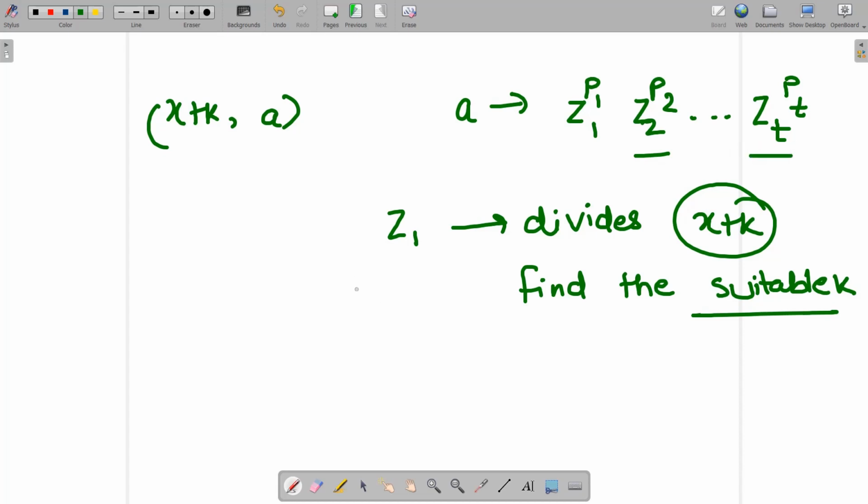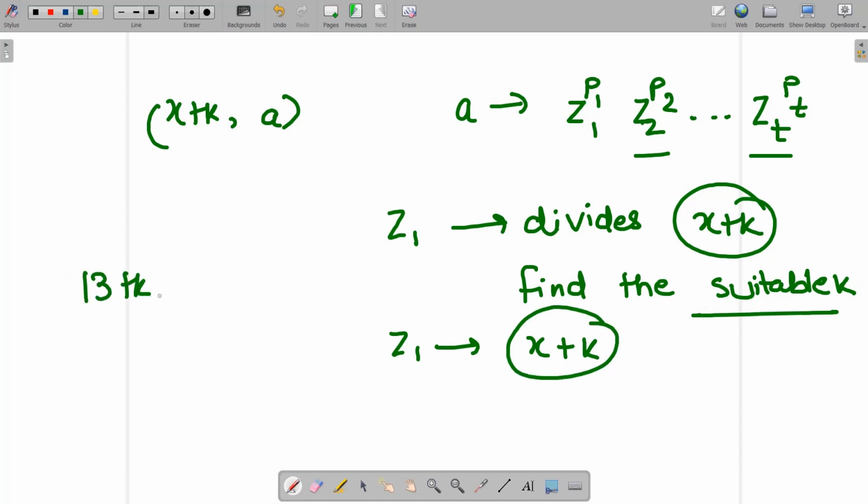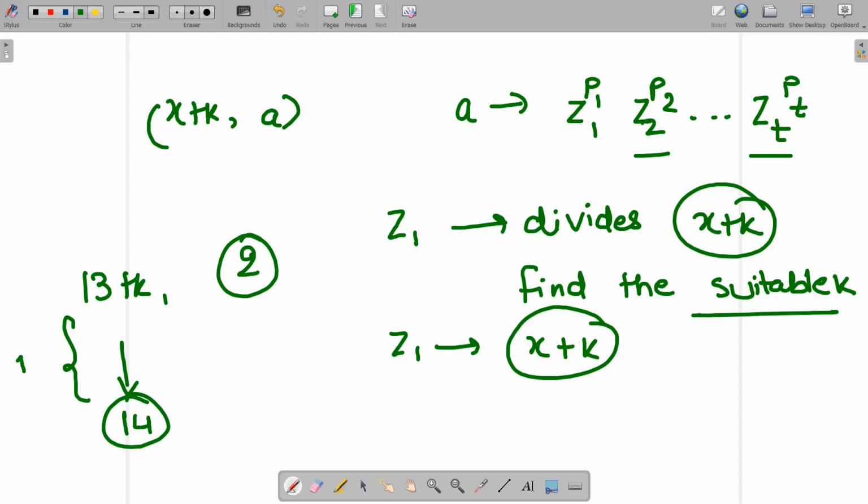So if you are able to find, for z1, the value of x plus k, like in the previous case we have 13 plus k, and for the value of 2, we are able to find that at the value 14, 2 is going to divide 14. So what is the difference between 14 and 13? You will get the value as 1. Okay, so that's what you have to find.